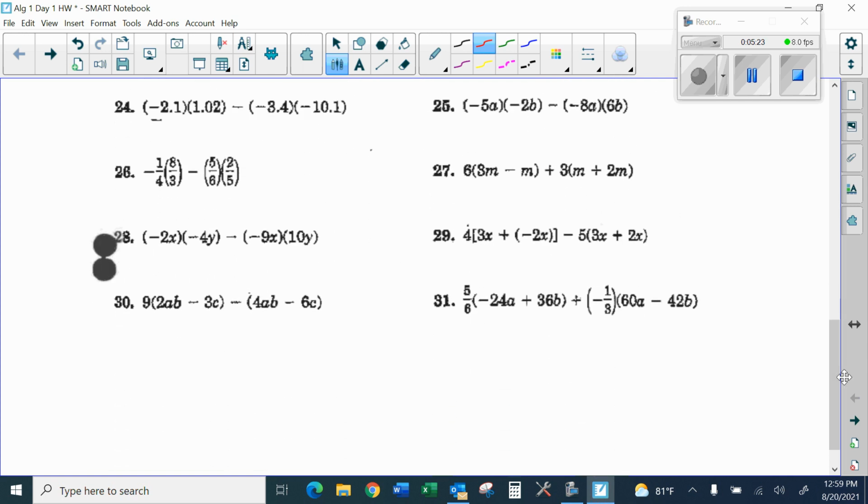Down here, we need to remember distributive property. Okay, learned this in 6th or 7th grade. So you got 18m. Draw the next arrow. Minus 6m. Draw that arrow. Plus 3m. And plus 6m.